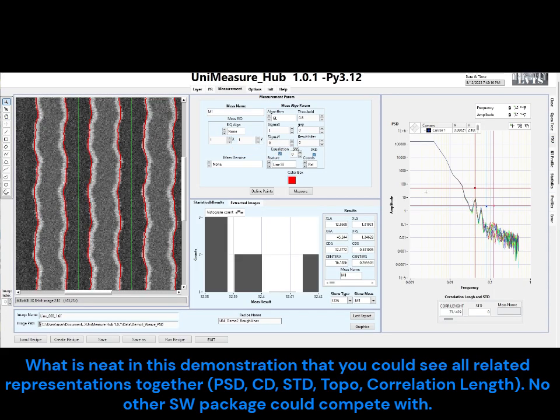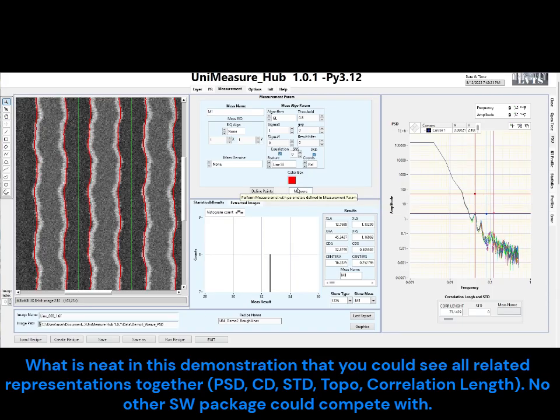What is neat in this demonstration is that you can see all related representations together: PSD, CD, STD, topo, correlation length. No other software package could compete with that.